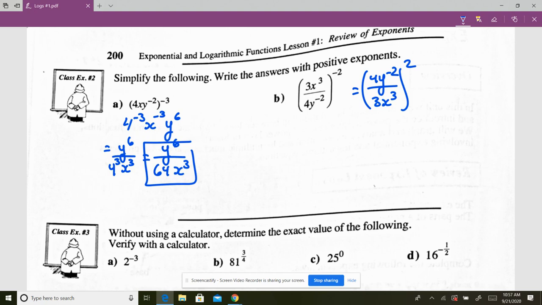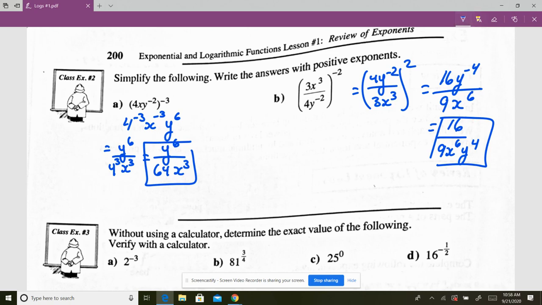Then I put the 2 in. So it goes to everything. 4 to the power of 2, 16 y to the -4 over 3 to the power of 2, 9 x to the power of 6. What's the only thing I have to do now? Drop the y. So I get 16, 9, x to the 6, y to the 4.